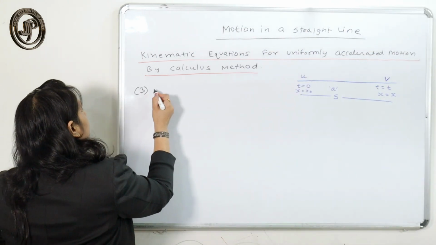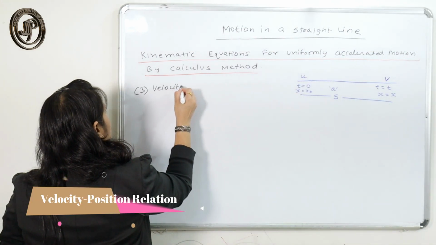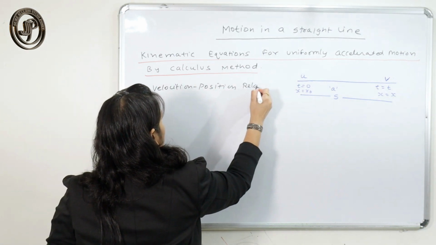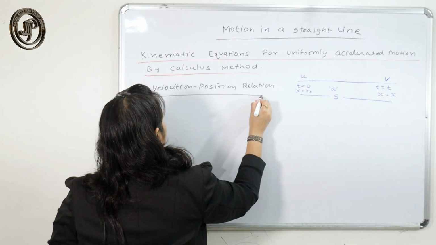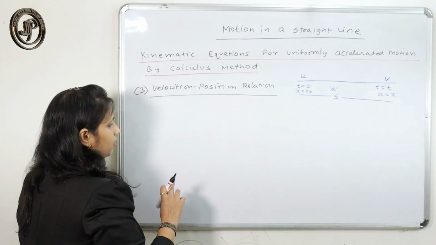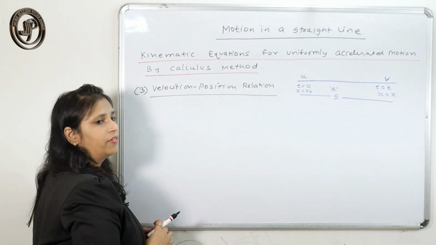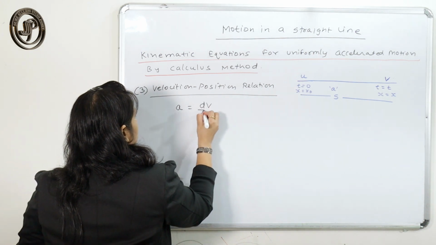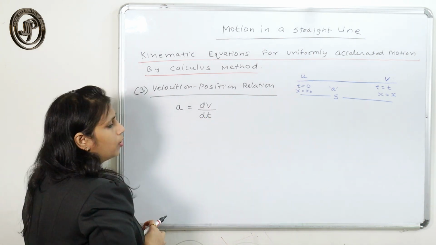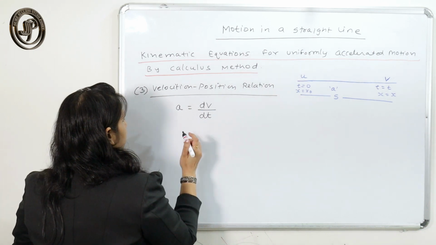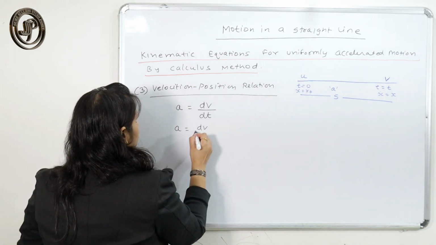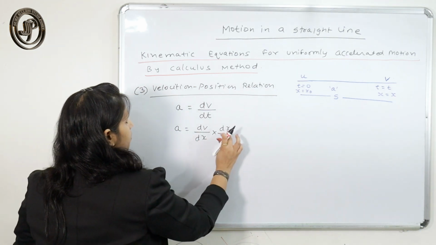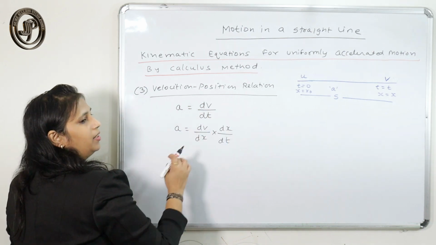The third is the velocity-position relation, or position-velocity relation. In this relation we need to remove time from the equation. So, from the definition of instantaneous acceleration, we know a is equal to dv by dt. Now I am going to multiply and divide by dx, both numerator and denominator. So if I multiply and divide by dx, I will get this.